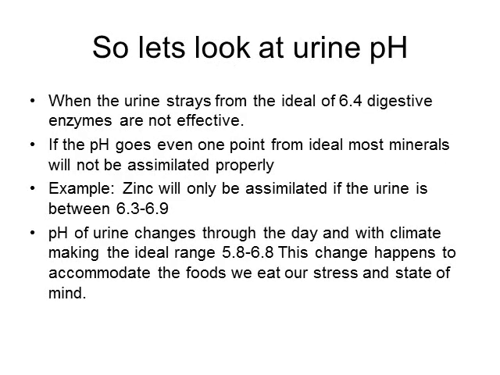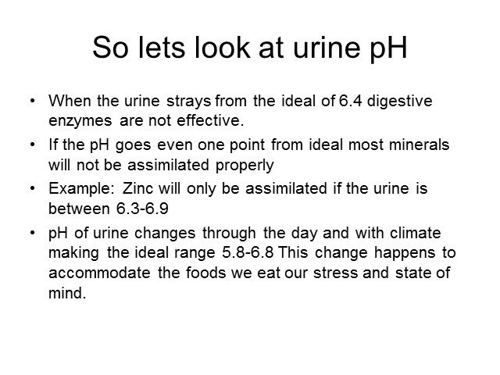So let's look at urine pH. When the urine strays from the ideal of 6.4 to 6.8, digestive enzymes are not effective. If the pH goes even 1 point from ideal, most minerals will not be assimilated properly, like the example I told you with zinc. Zinc will only be assimilated if the urine is between 6.3 and 6.9.